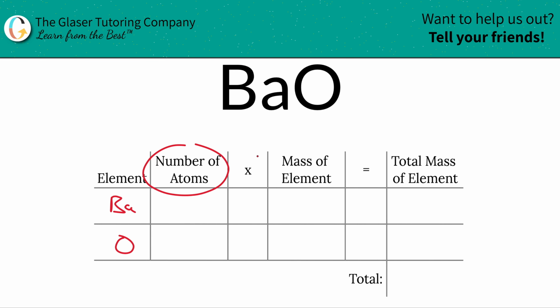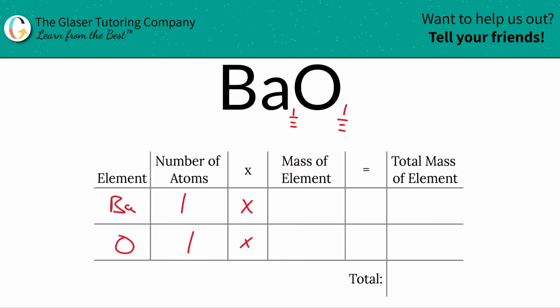Next is to then write down the number of atoms, right? So that's where the subscripts come into play. So at the bottom of barium, there is an invisible one, so that means there's one barium. And then the same thing for oxygen. There is a 1 down there as well, right? So there's one oxygen.